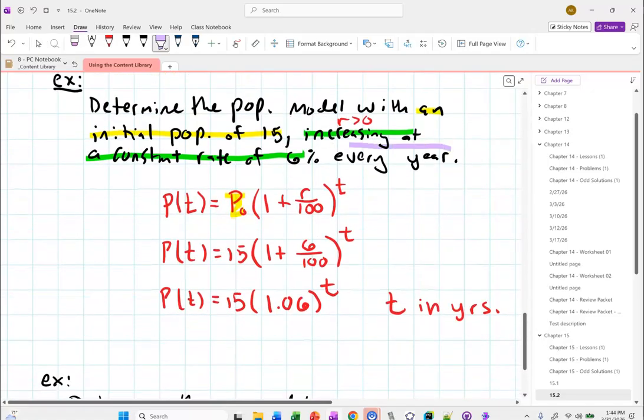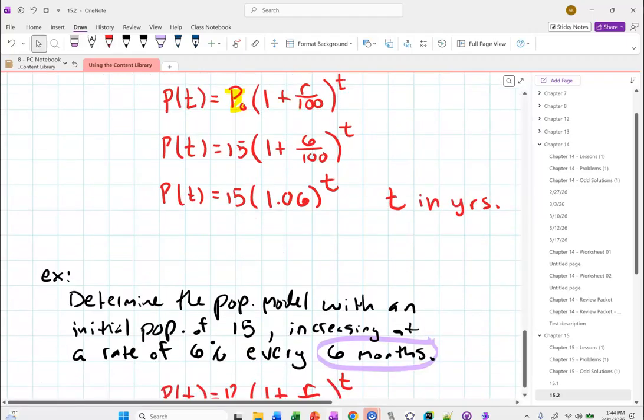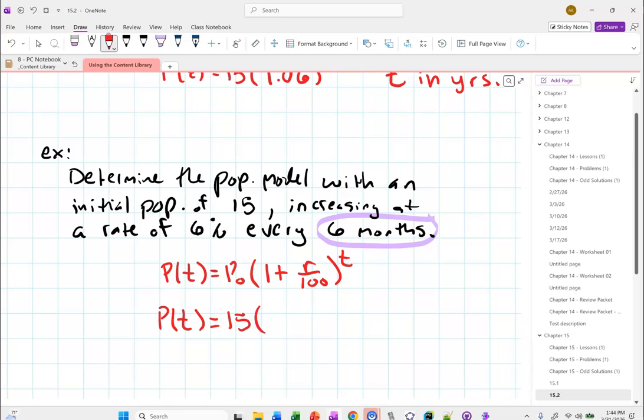Could you do 2 over 2? Okay. We'll get there, but you're right on. Everybody notice that that's the only difference between this example and the previous one, right? So our values for P naught and R are still going to be exactly the same.